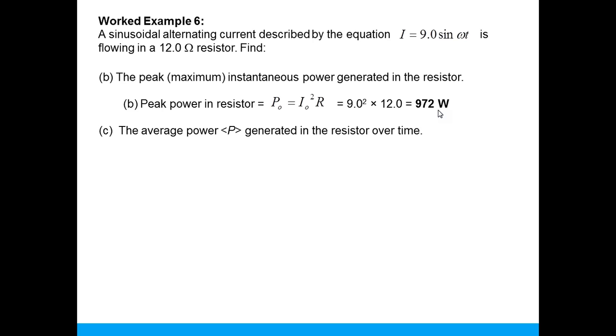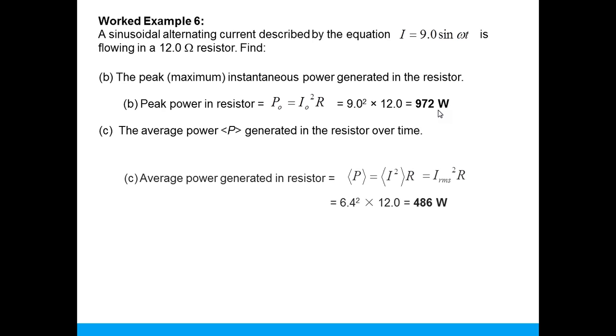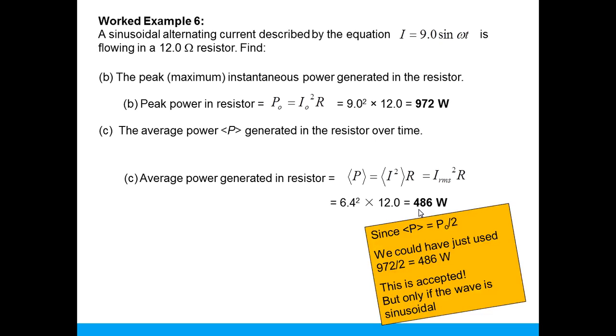In part C, we are asked to find the average power in the resistor over time. Since the average power is given by IRMS squared times R, and we have calculated IRMS previously to be 6.4, we find that the average power is 486 watts. Note, this is an important point, that the maximum power and the average power are related by this equation. The average power is simply the maximum power divided by 2.